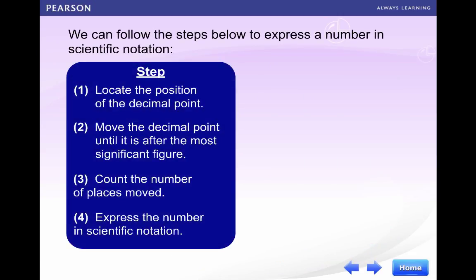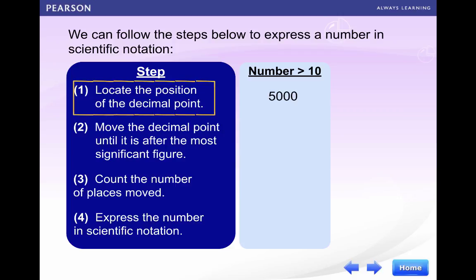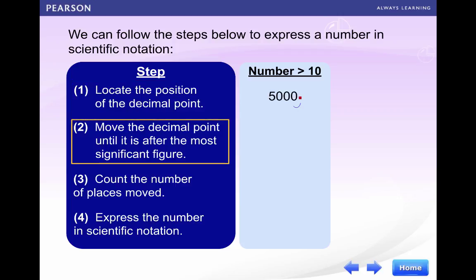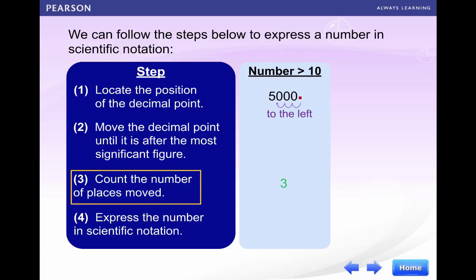So we can follow these steps to express a number in scientific notation. First, locate the position of the decimal point. For example, take 5,000. We try to locate it. It is at the end of the number, and we move the decimal point until it is after the most significant figure. In this number, 5 is the most significant figure. Then you count how many places it moved. It moved 3 times, so the number will be 5 times 10 to the power 3.